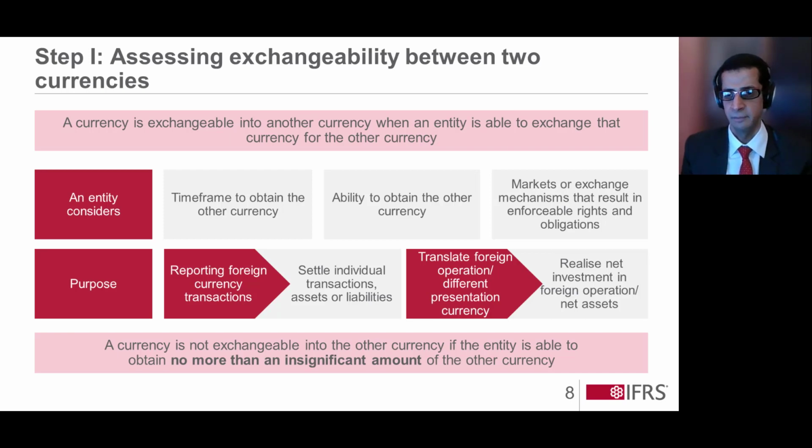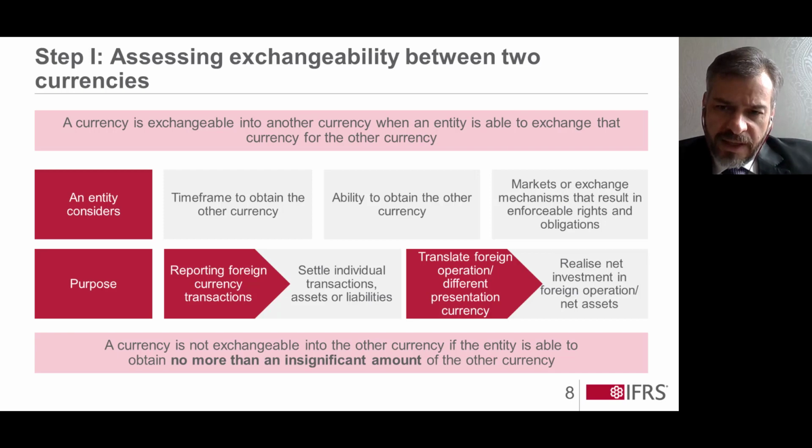So if the company is able to obtain only an insignificant amount of the other currency, the currency is not exchangeable. A company would assess the significance of the amount it is able to obtain for a specified purpose by comparing that amount with the total amount of the other currency required for that same purpose.